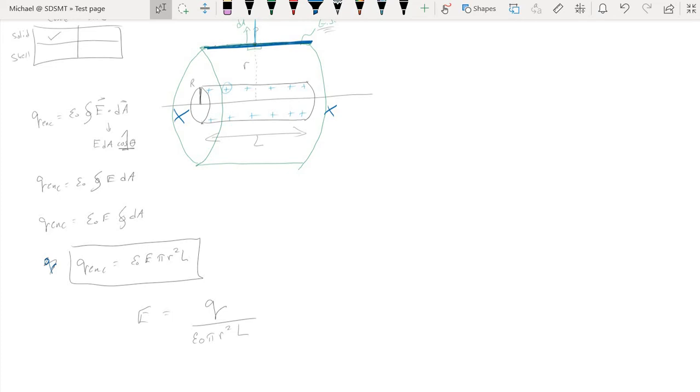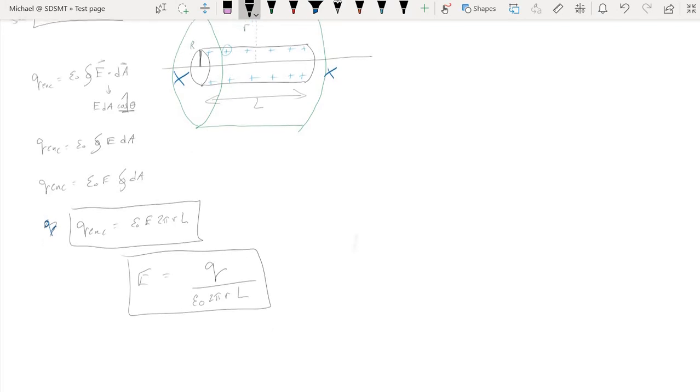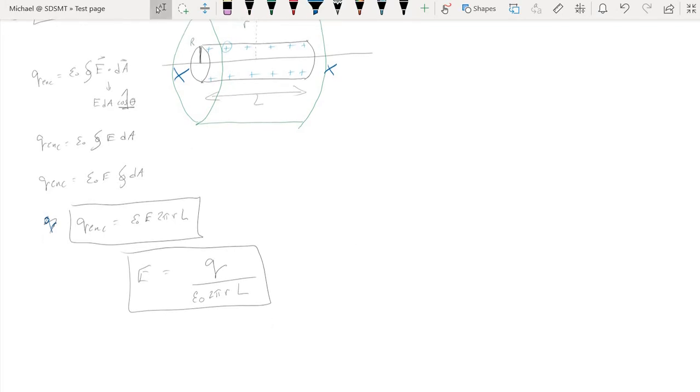Let's see, did I get it? Oh wait, I made a major boo-boo in here, didn't I? That is not the right value. That is the area of one of the end caps. I need the area of the drum portion, which is the perimeter, 2 pi r times L. There we go. That's much better. Well, that's exactly the same expression that we got for the line of charge.